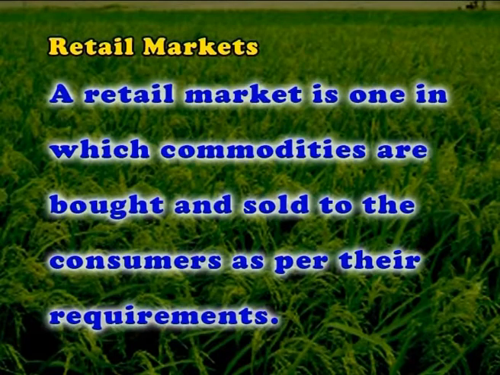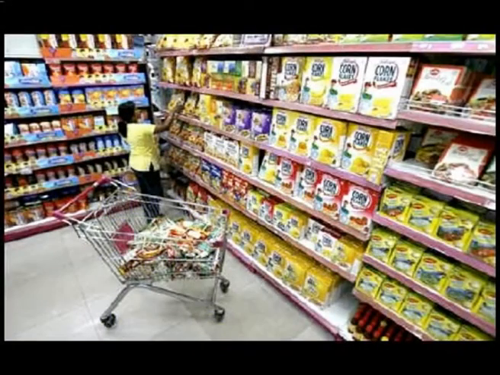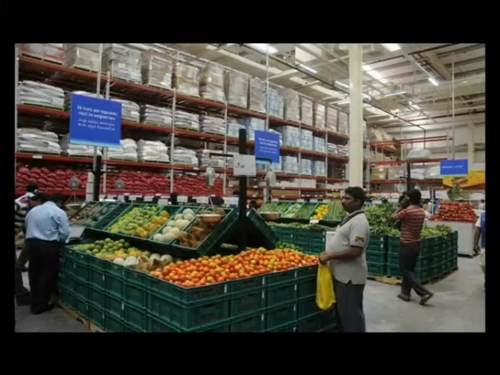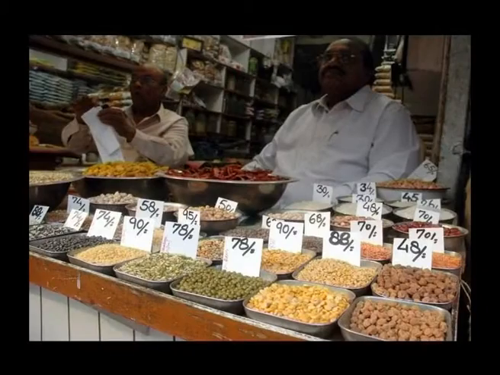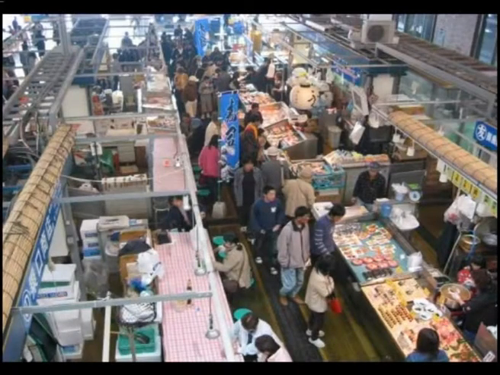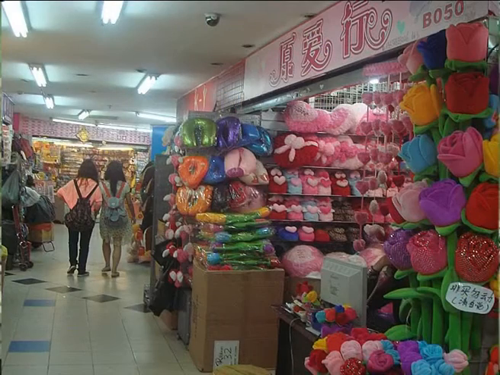Next is the retail markets. A retail market is one in which commodities are bought and sold to the consumers as per their requirements. Transactions in these markets take place between retailers and consumers. The retailers purchase in wholesale markets and sell in small lots to the consumers. These markets are very near to the consumers.